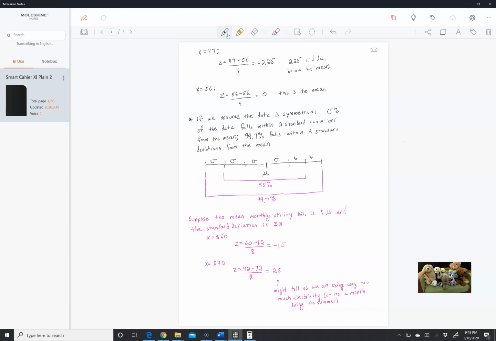Okay. And then the final reason that we might use a z-score is to compare different data.